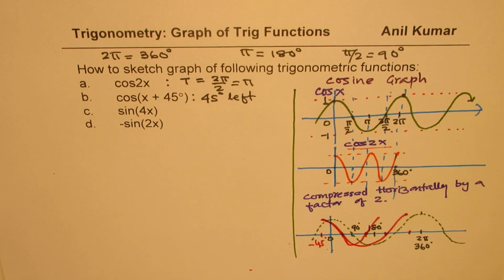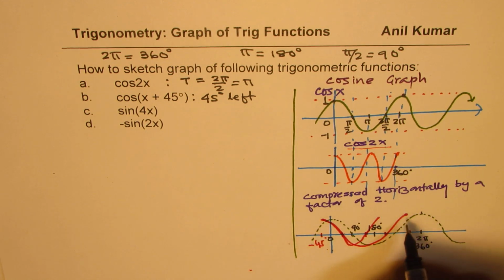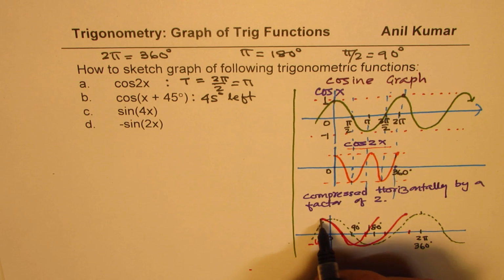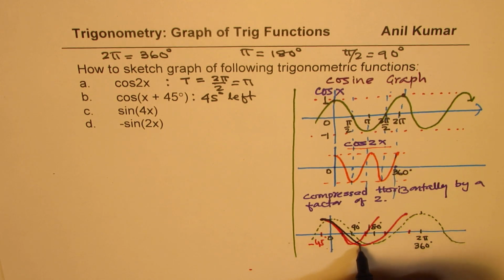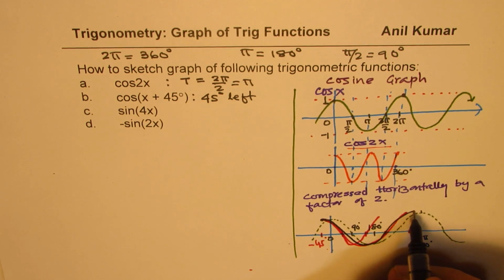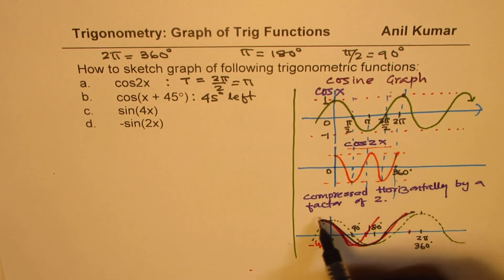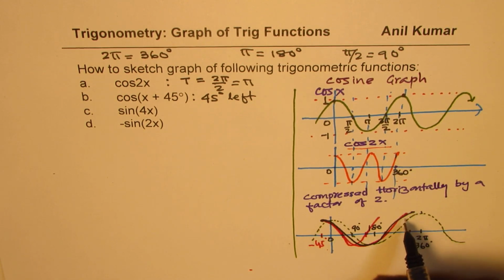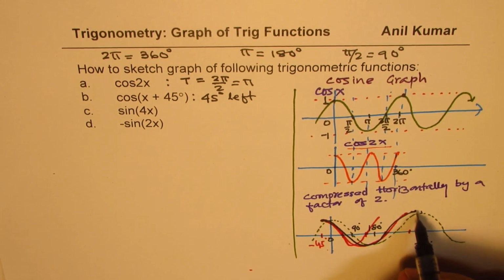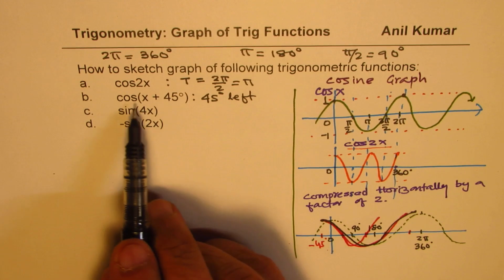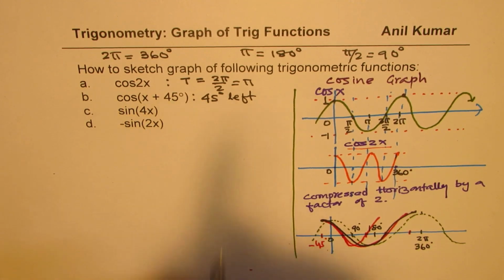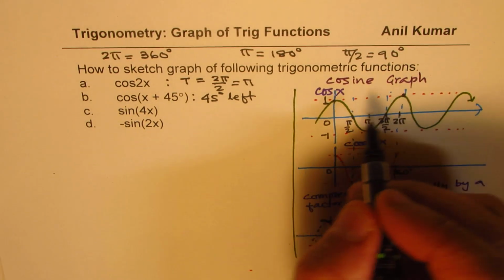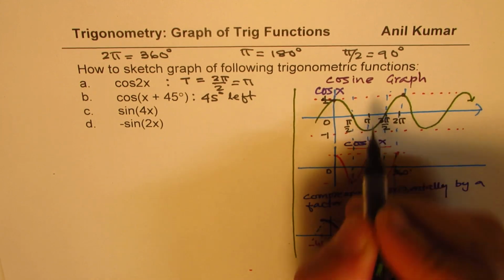So let me sketch this in darker color so that it's absolutely clear. So everything just moves by pi by 4. Right, so that becomes your wave. So one full wave has been shifted by 45 degrees to the left, right? That is what is meant when we say cos of x plus 45. Is it okay? So just shift each point by 45 degrees.